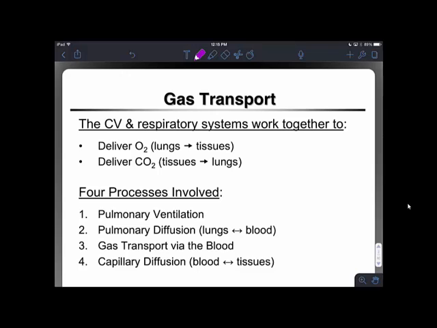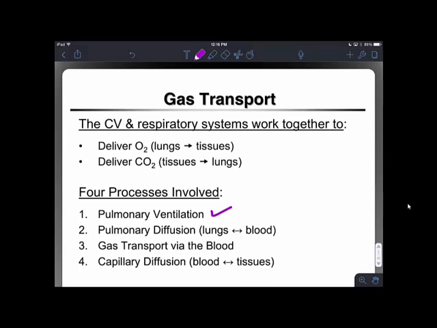We're going to talk about these processes in 4 steps. The first one is pulmonary ventilation. Pulmonary ventilation is basically breathing, so it's taking air in and out of the lungs. And remember that when we say air, we don't mean oxygen, because the air in the atmosphere contains oxygen, it contains CO2, it contains helium, it contains nitrogen, so air does not mean oxygen, so be careful with that.